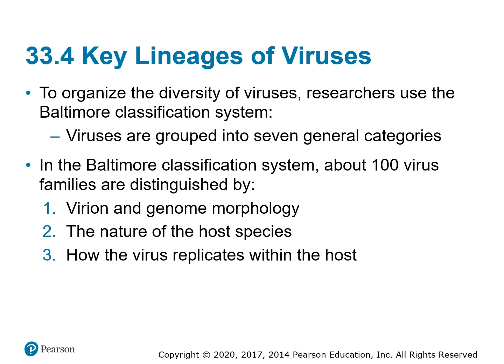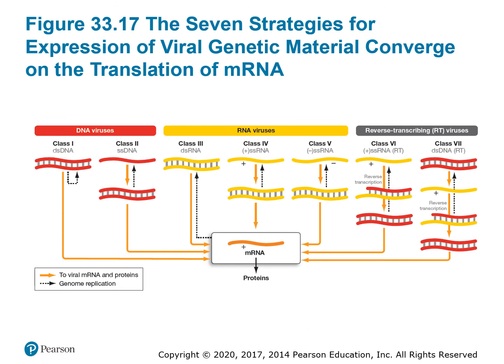When it comes to the lineages of viruses, they are classified using the Baltimore classification system, and it's based on the genome morphology, the nature of the host, and how it replicates. So your DNA viruses are class 1 and class 2, and these are either double-stranded or single-stranded DNA that end up going directly into the manufacturing of messenger RNA.